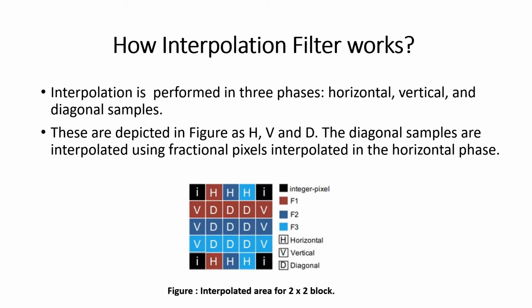If we see how the interpolation filter works, it is done in three phases. First, the horizontal samples are interpolated, then vertical samples are interpolated, then diagonal samples are interpolated with the help of previously calculated horizontal samples. So we need to store these horizontal samples after the interpolation.